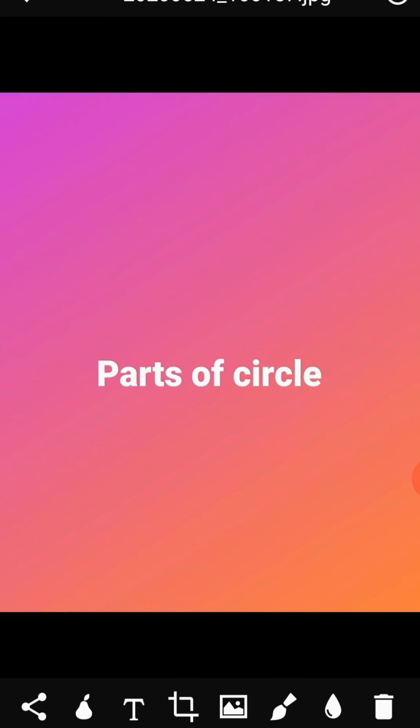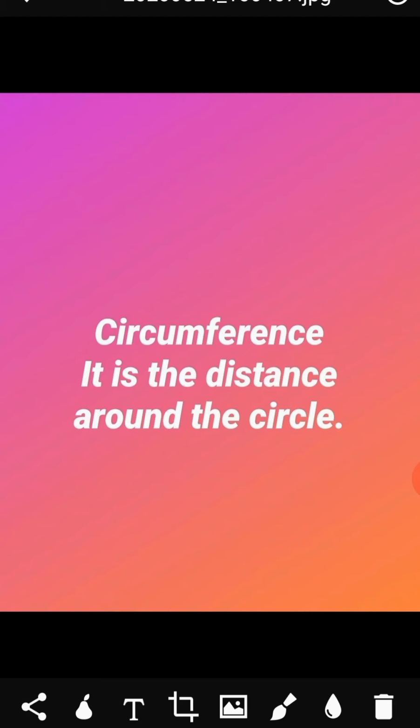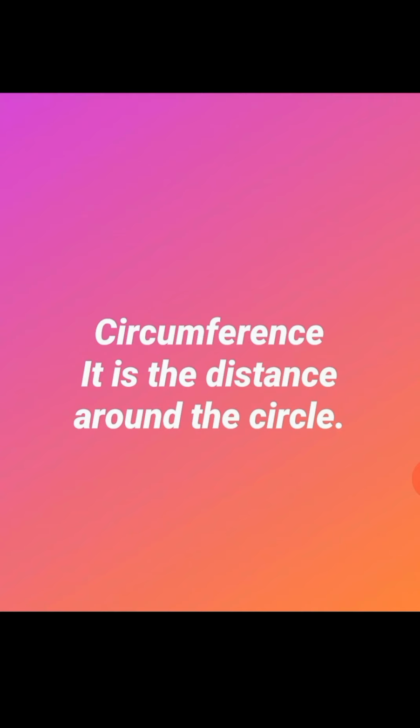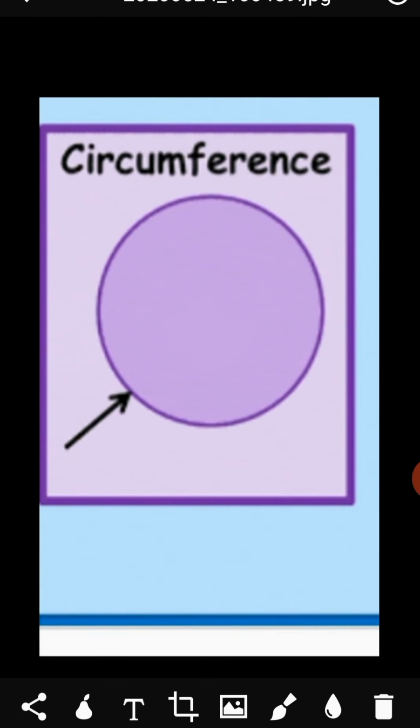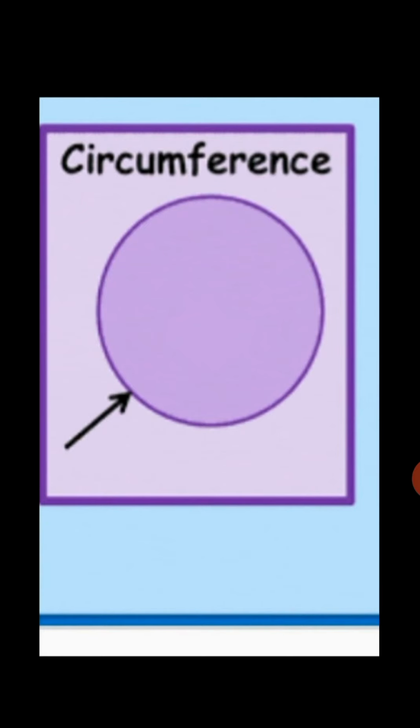Next, parts of the circle. First part is circumference. So what is circumference? Circumference is the distance around the circle. You can see this is the circle and the dark purple color is the circumference of the circle.